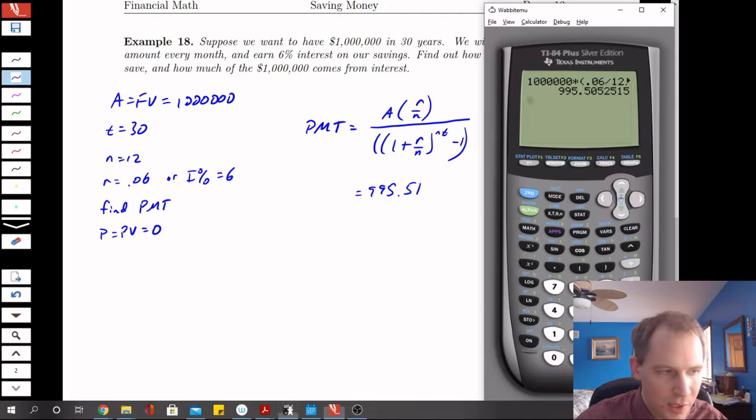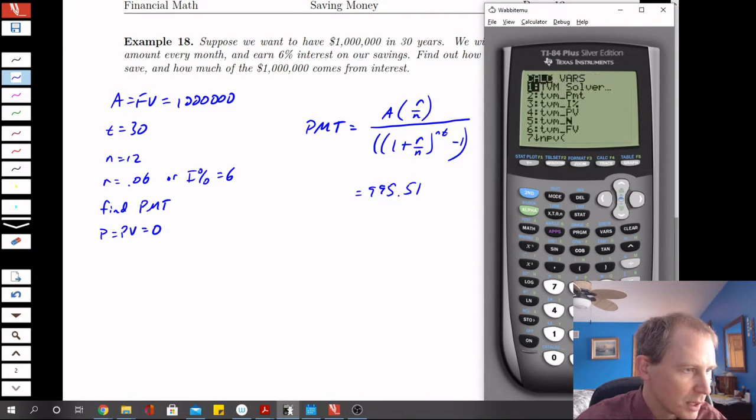Again, if instead of using that formula I'm going to use the finance solver, my capital N is N times T, so 12 times 30. The interest rate is 6%. Make sure you leave it as a percent. Present value is 0. I don't know the payment, so I'll skip over it for now. I want my future value to be 1 million. And it's monthly, so I'm going to leave those as 12. So go back over to the payment, Alpha, enter to solve, and I get the same 995.51 that we had a minute ago.